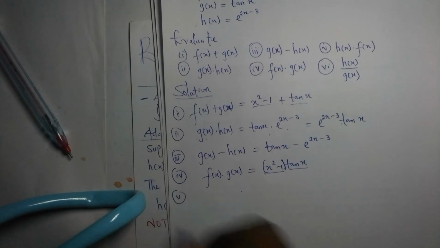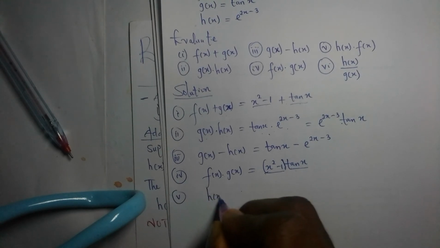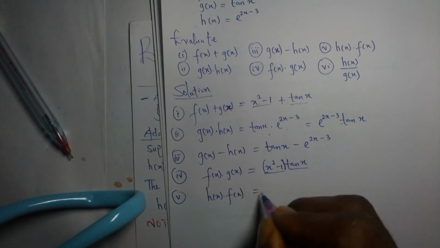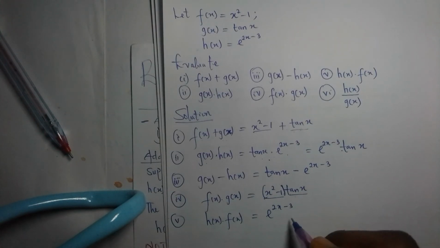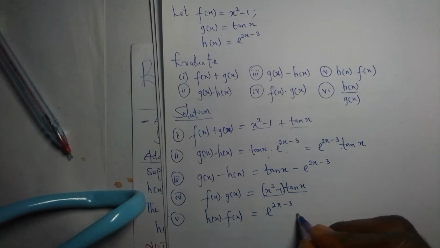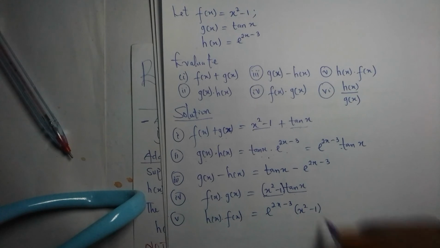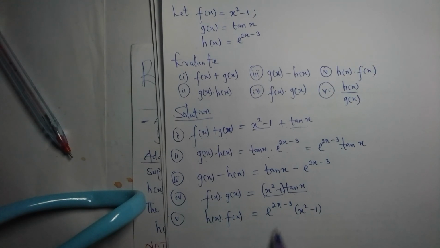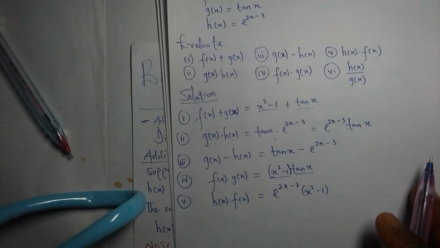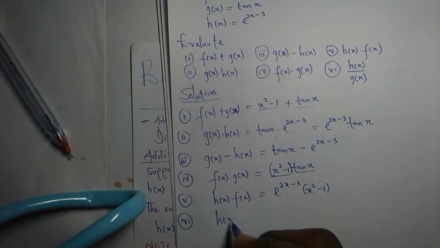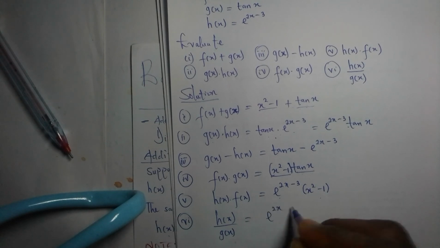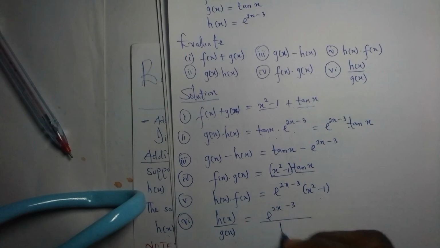Then number 5, we have h of x dot f of x. Now h of x is exponential 2x minus 3, as we can see from above. Then f of x is x squared minus 1. Just like in this case, it is advisable when you have something like this to put it in parentheses. It becomes clearer, making us understand that this one is h of x, while this one is f of x. Then the last one which I'm going to look at in this video is h of x over g of x. So h of x now is exponential 2x minus 3, then upon g of x, which is tan x.